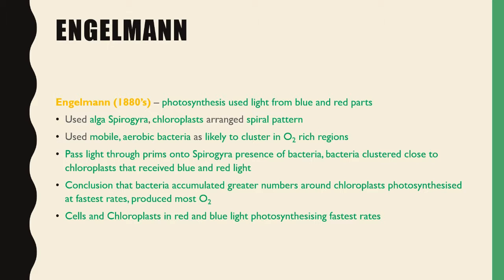So he came to the conclusion that bacteria accumulated in greater numbers around chloroplasts that photosynthesized at the fastest rates and produced the most oxygen. So I'll say that once more. He concluded that bacteria accumulated in greater numbers around chloroplasts that were photosynthesizing at faster rates, and we know that photosynthesis occurs at a faster rate in blue and red light according to the absorption spectrum. But he also concluded that bacteria accumulated in greater numbers around chloroplasts that produced the most oxygen. So cells of chloroplasts that were in red and blue light photosynthesize at the fastest rates. That's essentially what he concluded.